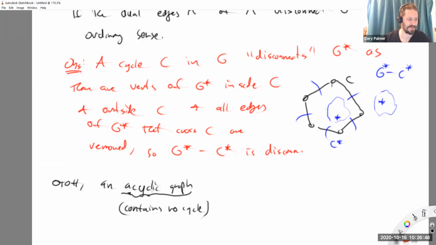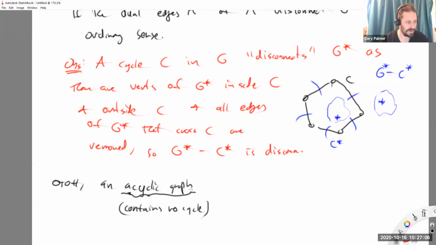In some contexts, we like to say acyclic just because it emphasizes the lack of cycles. Typically I prefer forest, but anyway, what's important isn't that the components are trees. What's important is that there aren't cycles. Okay, so an acyclic graph.